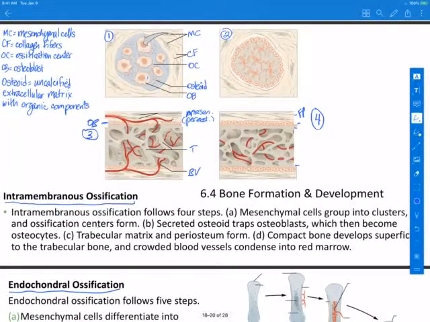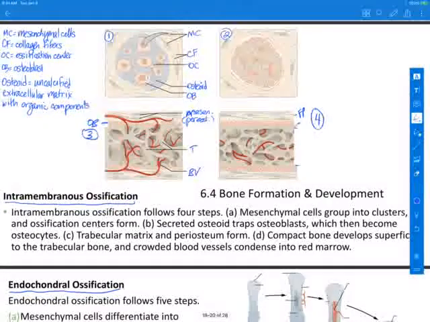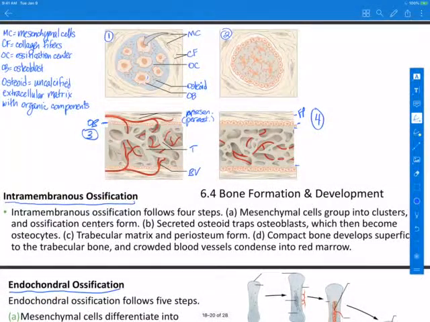That's the compact bone. And then, of course, we have spongy bone in the center with cavities that contain red bone marrow. And periosteum is secreting compact bone superficial to the spongy bone. The spongy bone crowds the blood vessels, and those condense into the red bone marrow. So the blood vessels become the red bone marrow. And then the bone is remodeled constantly by osteoblasts and osteoclasts.